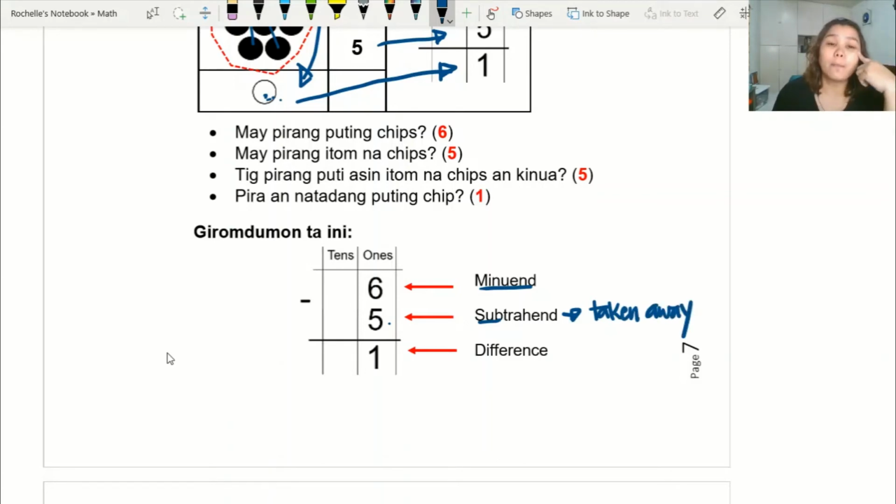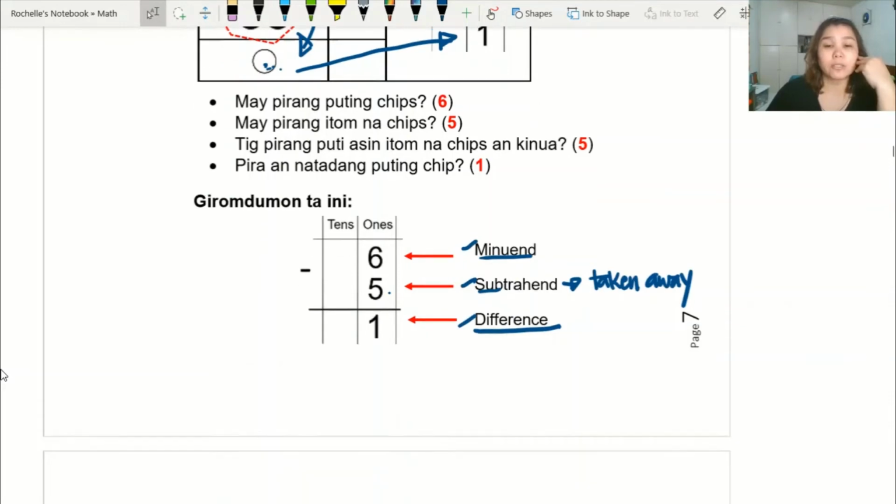So usually in a subtraction sentence, the higher number is written above as the minuend and the lower number is written below as the subtrahend. And then the answer is called the difference. So if in addition we have the sum, in subtraction we now have the term difference. So in subtraction we have minuend, subtrahend, and difference.